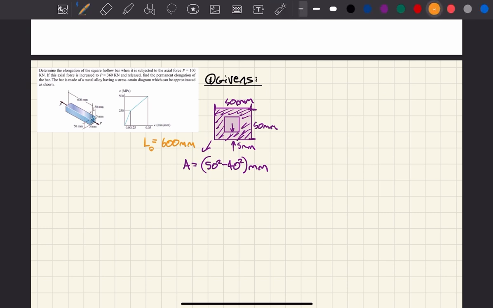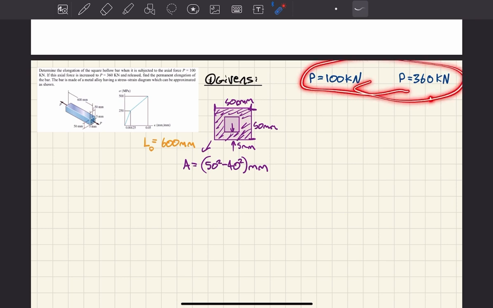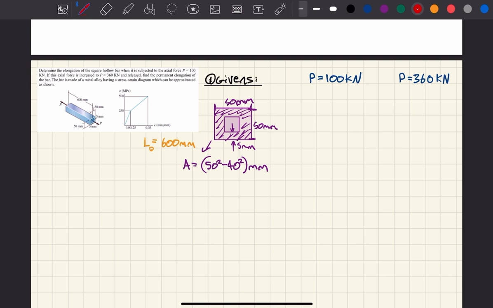We're given some information for two cases regarding the forces, and more specifically, this is kind of reaching into unknowns, but we'll deal with it now. Basically, we want to find the elongation when P is equal to 100 kilonewtons. So that's case one. And we want to find the permanent elongation when P is equal to 360 kilonewtons. So that's case 2. Can I find anything using these two values for case 1 and case 2, which I can use later on?